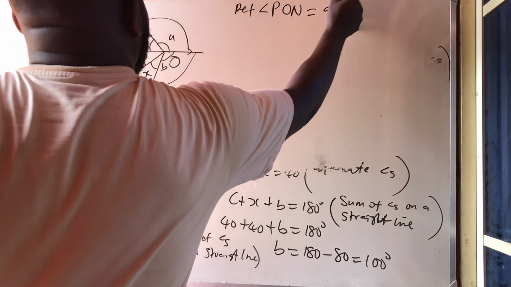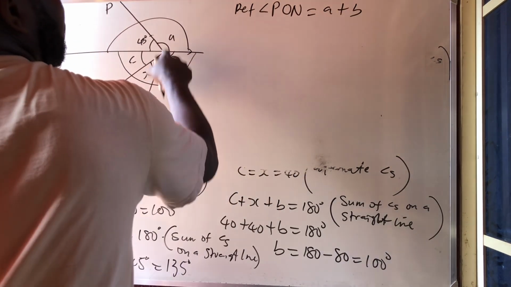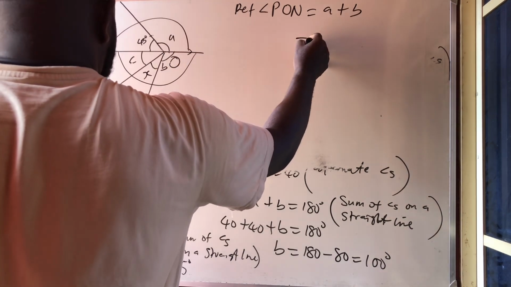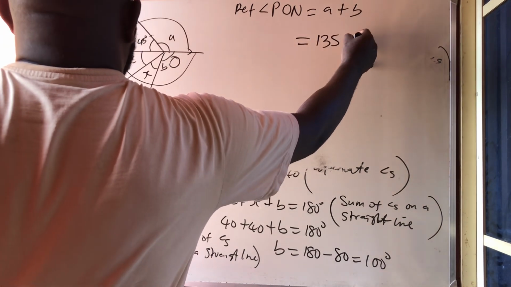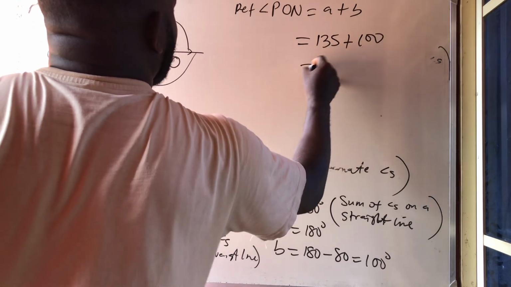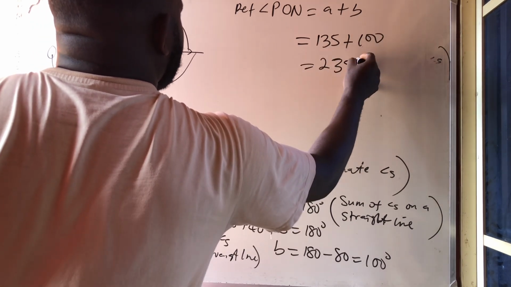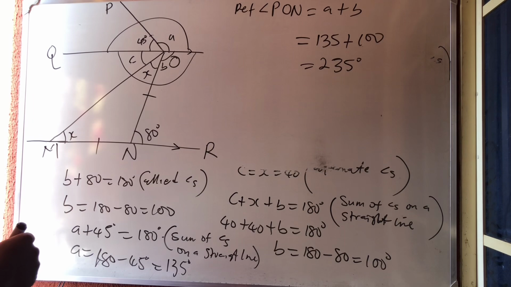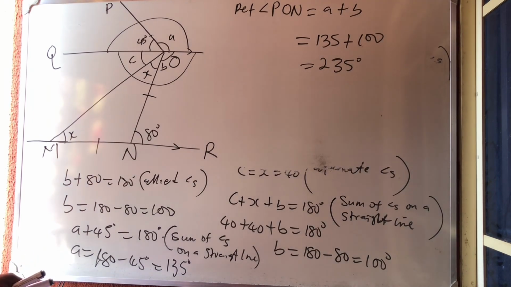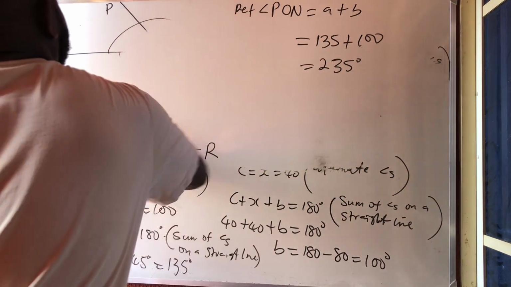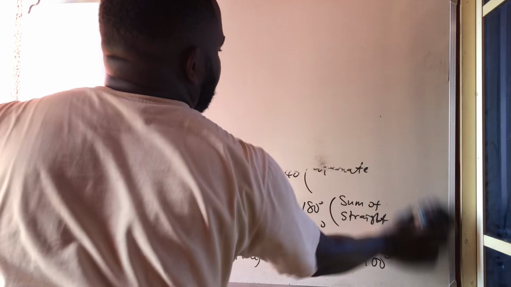So the reflex angle PON is equal to A plus B. Yes, joining these two. And I've gotten my A to be 135 plus my B to be 100. So both of them is what? 235 degrees. So you see, that is the simplest way to solve it than going through all those processes. Okay, so the next one. So if you reason well, you can get the answer faster. If not, you will get the answer, but you start running up and down, running up and down.